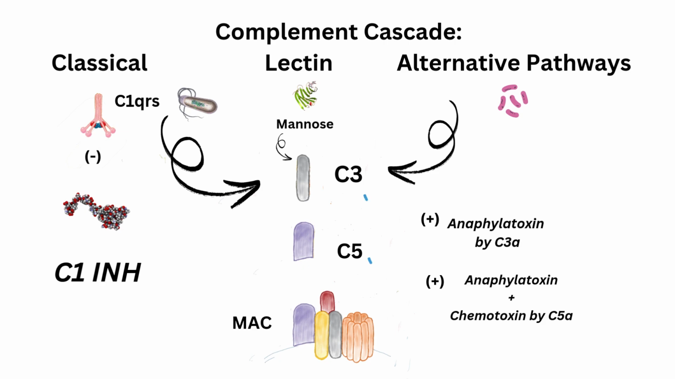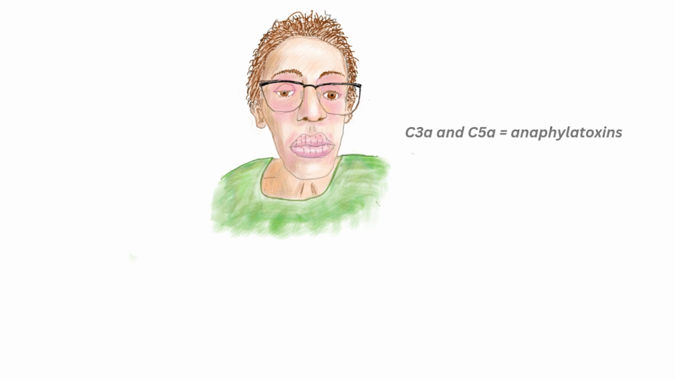Note the regulatory effect of C1 esterase inhibitor to diminish formation of excessive anaphylatoxins C3a and C5a. Note that nomenclature of a after C3 and C5 represents anaphylatoxin activity.